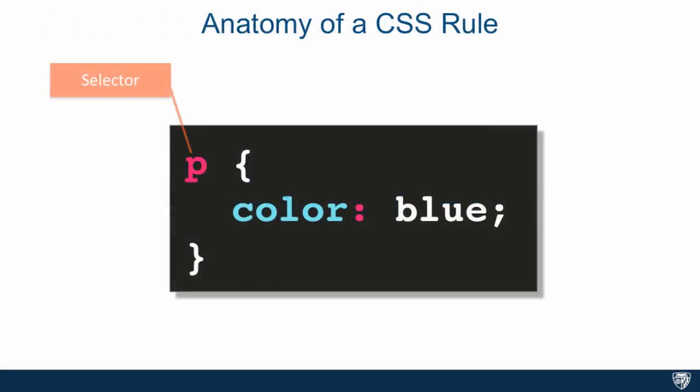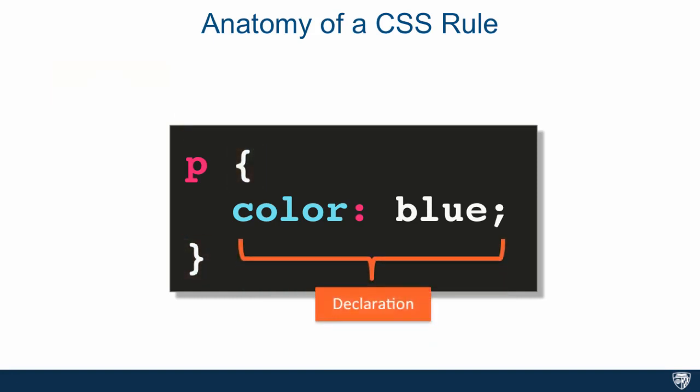A CSS rule consists of a selector. In this case, it's a P, the paragraph tag, which is basically saying that whatever rules I'm about to give should apply to the content of every single paragraph tag in the entire HTML page. The selector is followed by open and close curly braces.